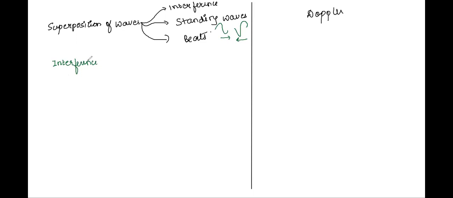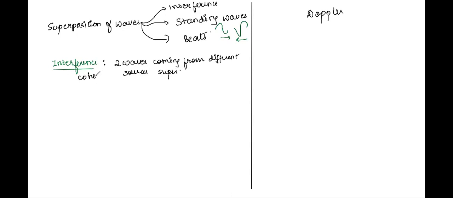Interference is when two waves having the same frequency come together from two different sources which are coherent. Class, please note this down. Two waves coming from different sources superpose, and these sources have to be coherent.